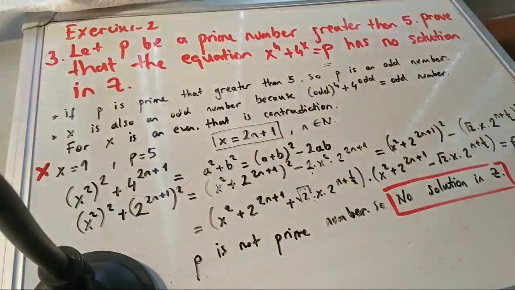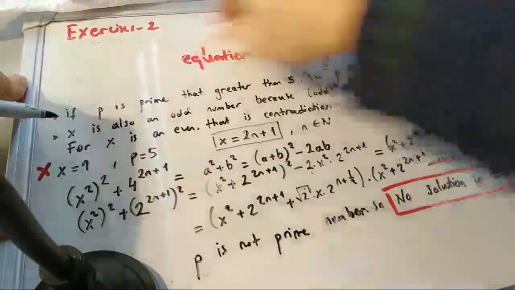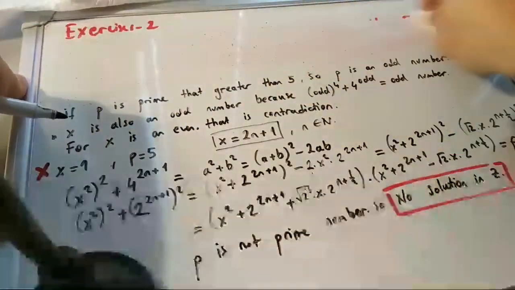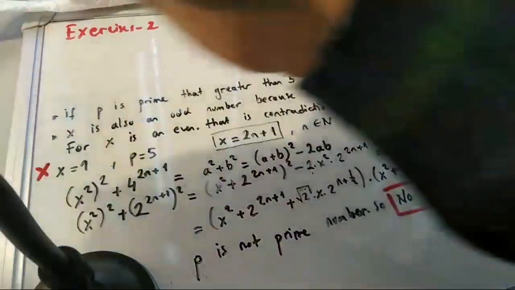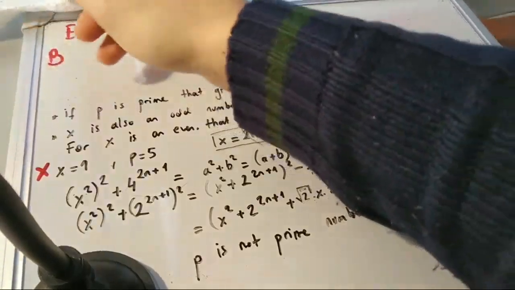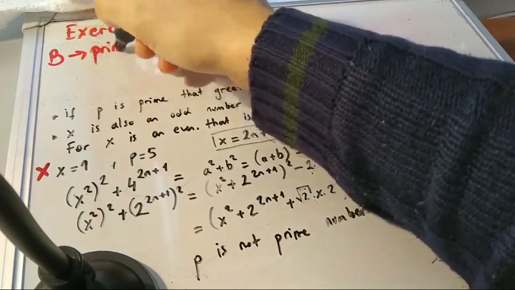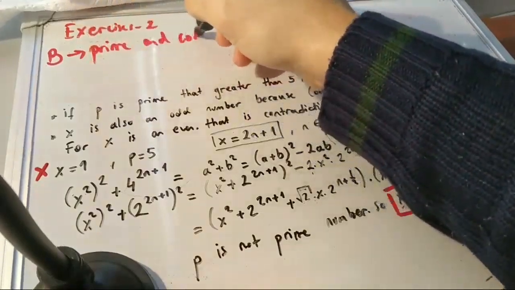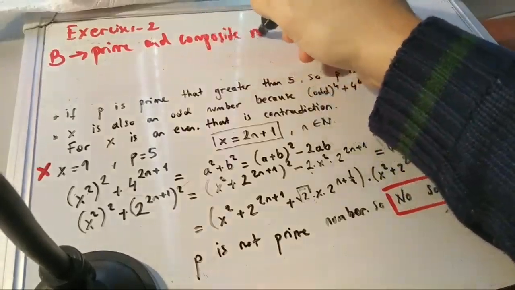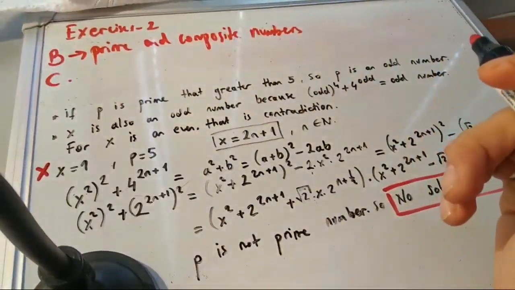Okay, let me write here the next part. Squares and cubes. The part B is over. We finished part B. It was prime and composite, remember. Now we will start part C, squares and cubes.